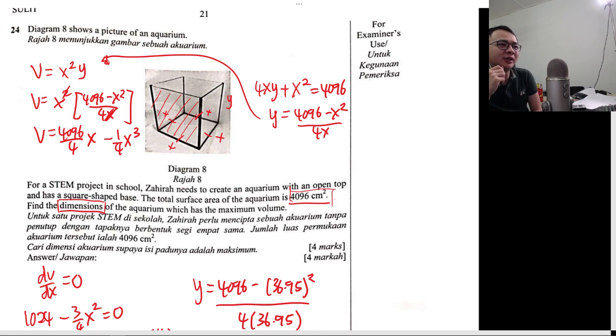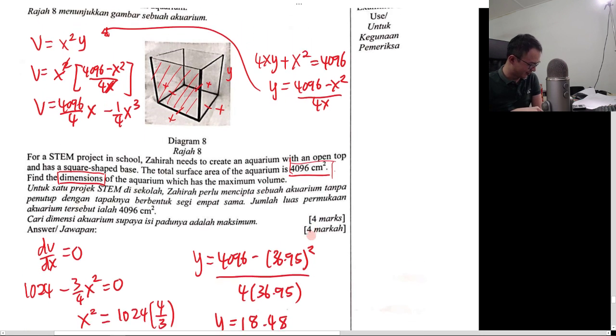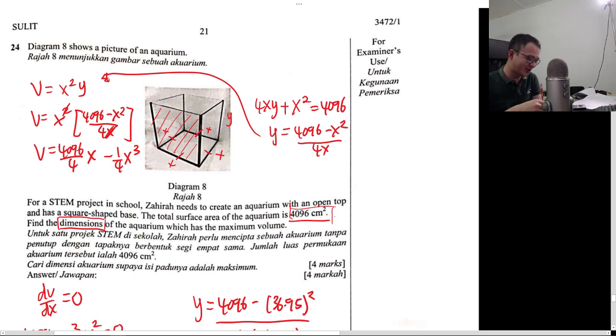How do you get the 4xy plus x squared? Oh, 4xy plus x squared is the surface area, because this aquarium is an open top. So you only have 4 surfaces. One of the surfaces is x squared. You imagine you have x squared, x squared, x squared, x squared.